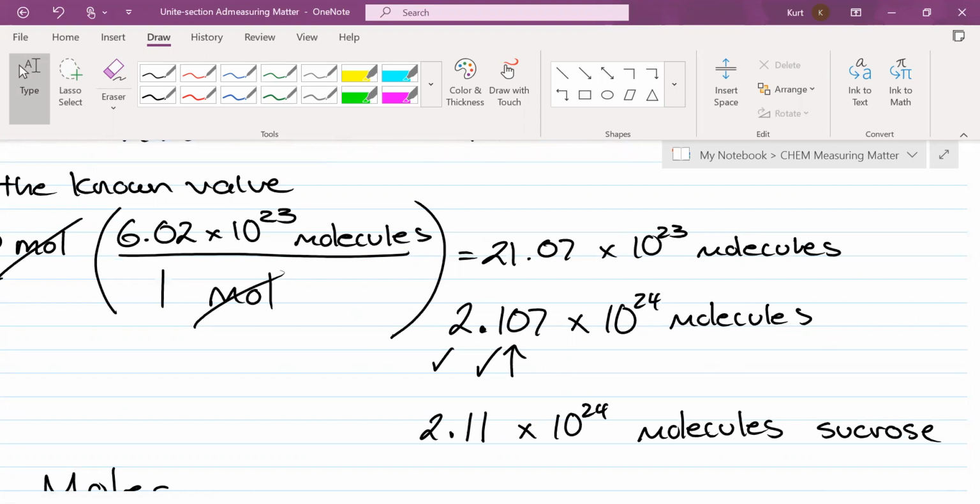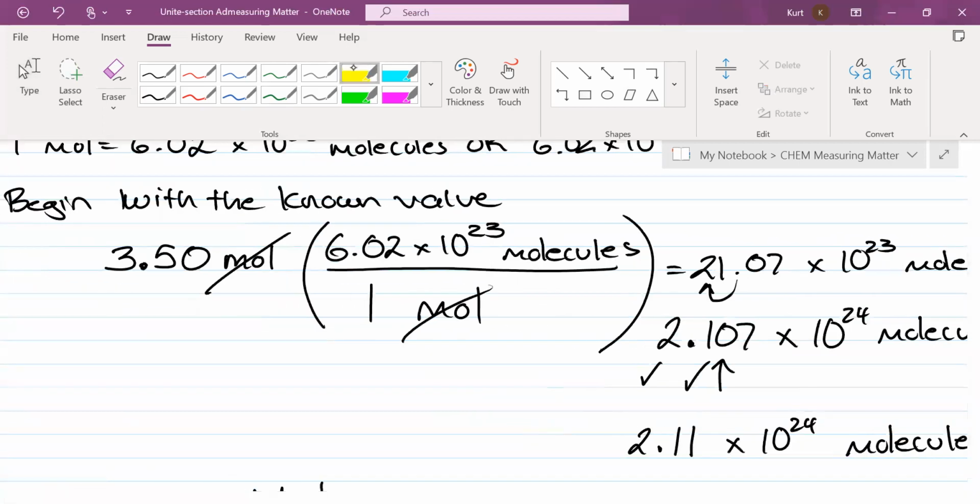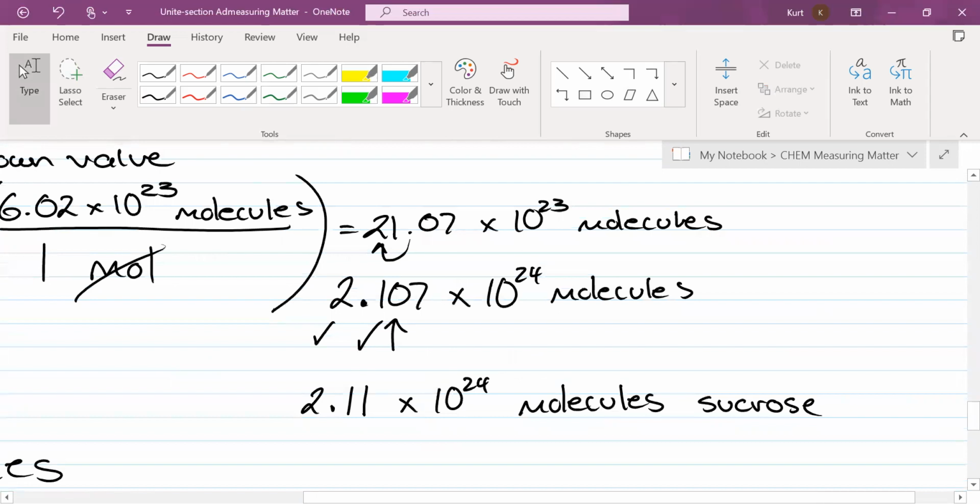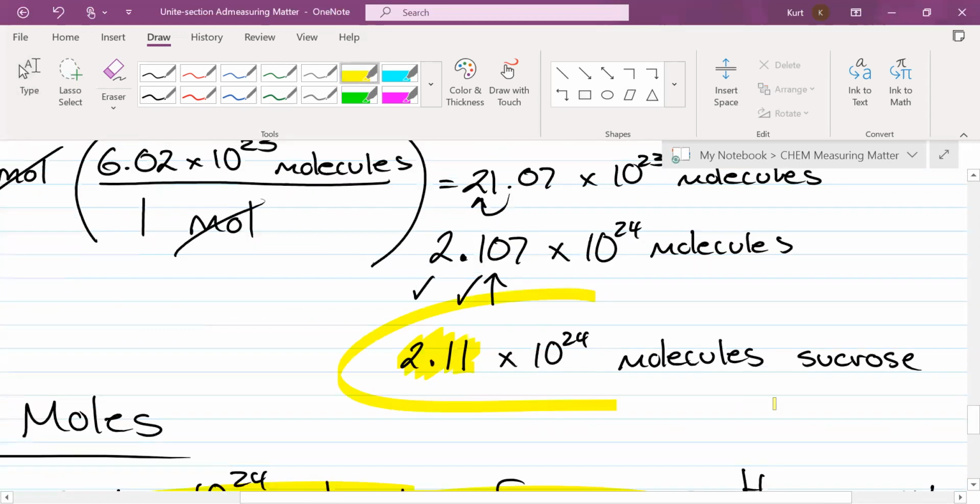However, you should know that 21.07 is not the appropriate scientific notation. So we have to shift the decimal 1 to the left to make it 2.107 times 10 to the 24th. But then we have to consider significant figures. 3.50 is only 3 sig figs, so your answer needs to be 3 sig figs. Well, right now that's 4. So we made it 2.11 times 10 to the 24th molecules of sucrose. That would have been your correct answer.